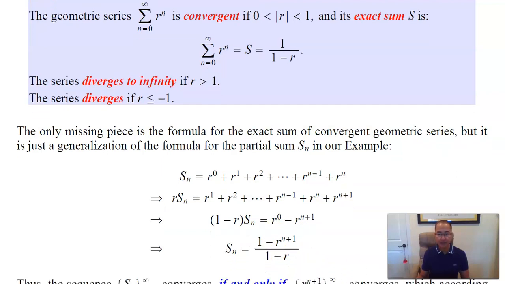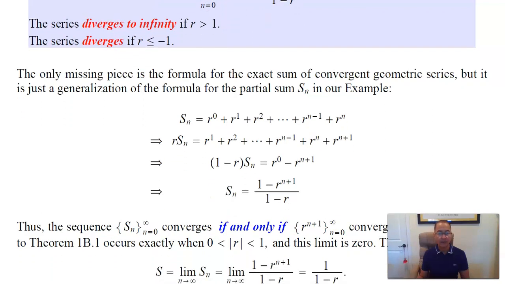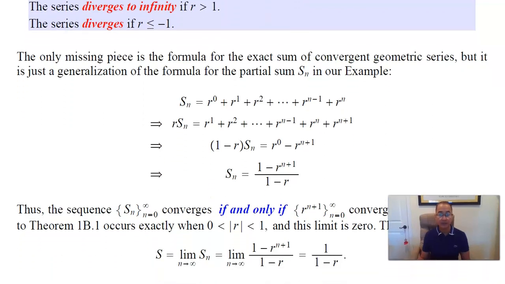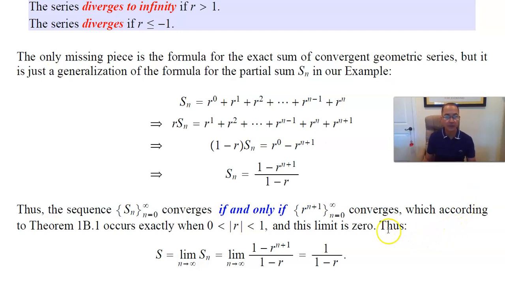So back in section 1b, we said that the geometric sequence converges to a limit if and only if the absolute value of the common ratio r is smaller than 1. And we don't allow 0, of course, because that's a boring sequence. And when that does happen, the limit is equal to 0. And so the numerator, the only survivor will be the 1, and we get 1 minus r.